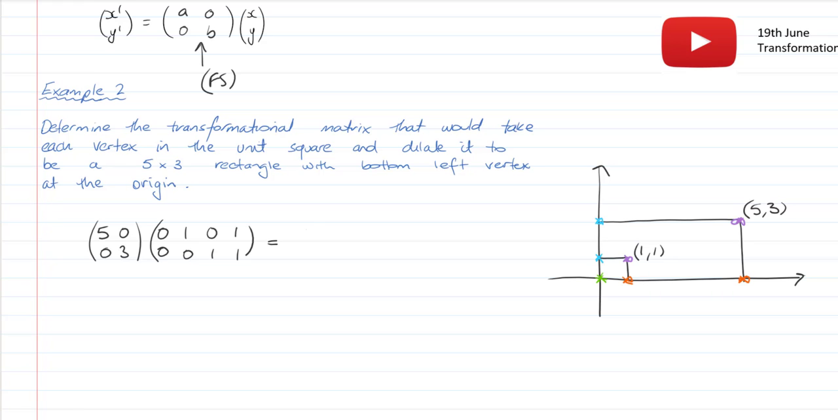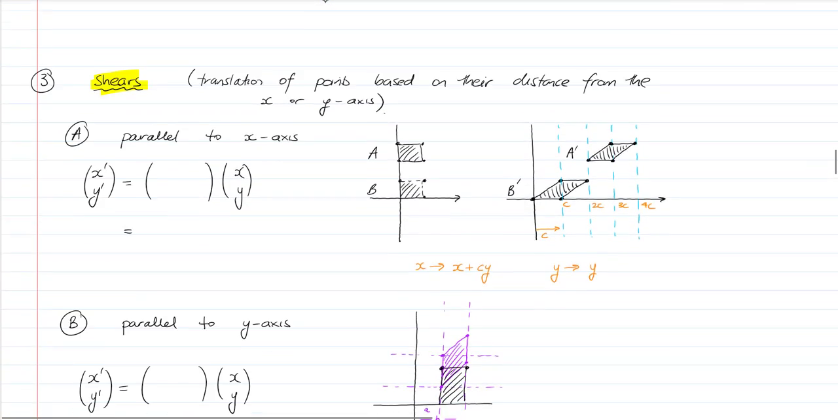And if we do this multiplication, we end up at 0, 0. So bottom left corner is still on the origin. And then we get to 5, 0. And then 0, 3, and then 5, 3. So that is green, orange, light blue, purple. And that's our transformation. And it matches exactly what we said here. So aren't we happy? That's example 2. Pretty easy. Okay, let's talk about shears.